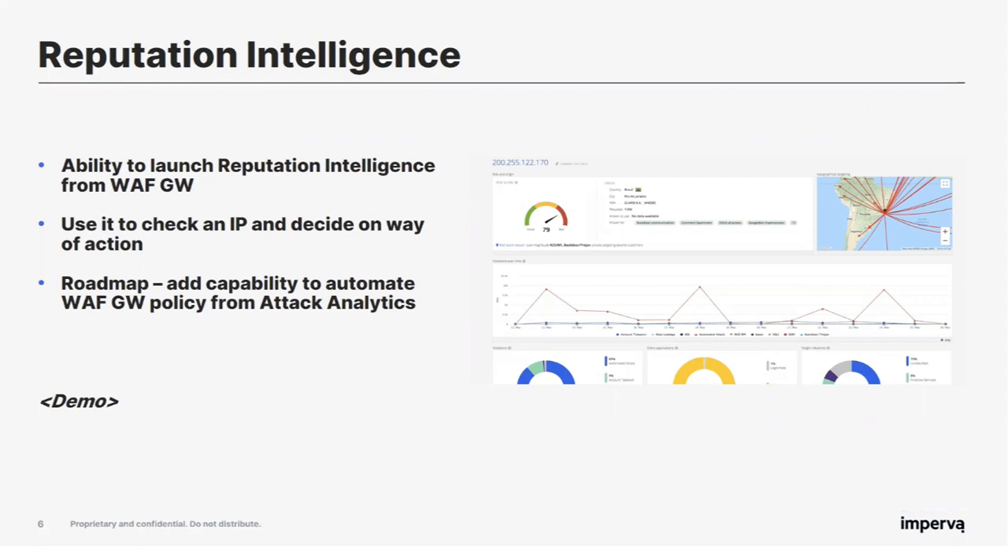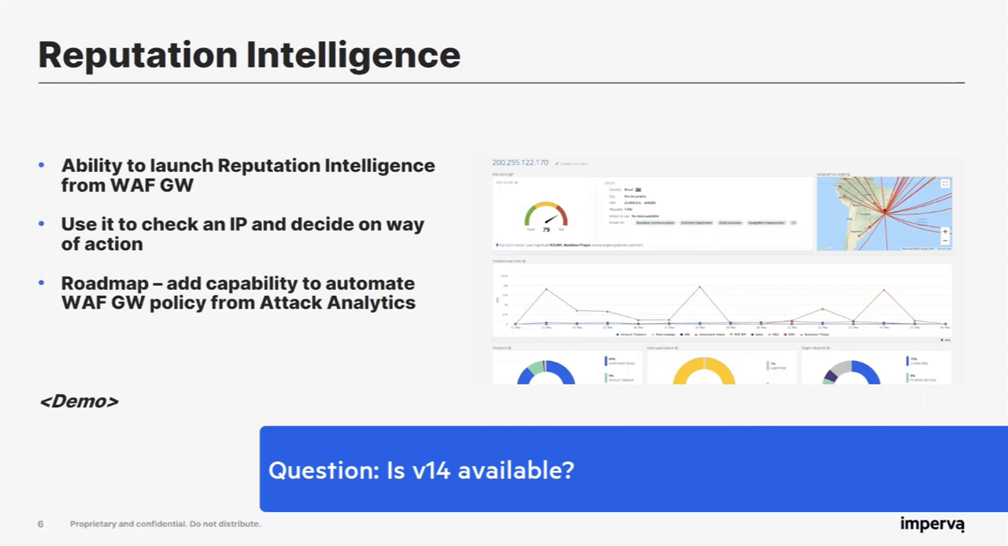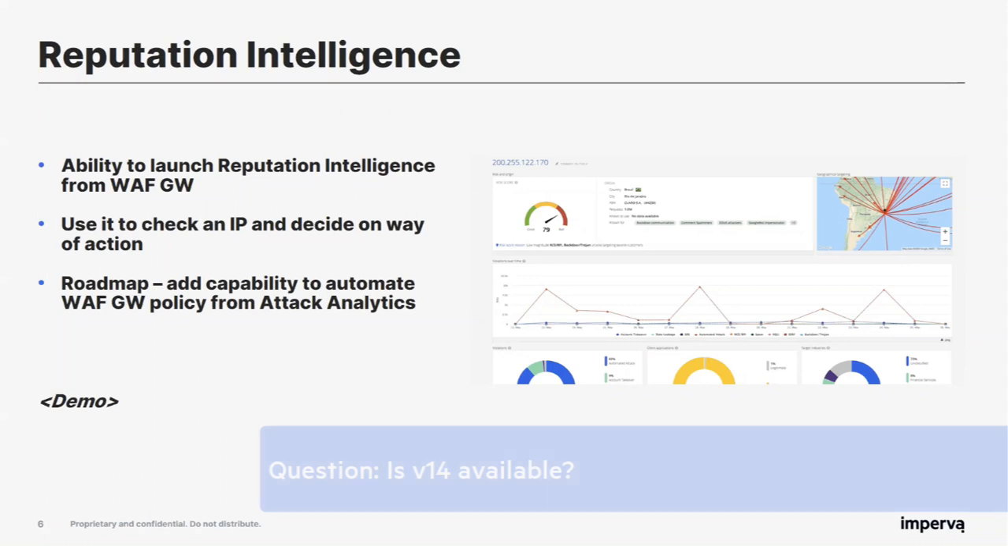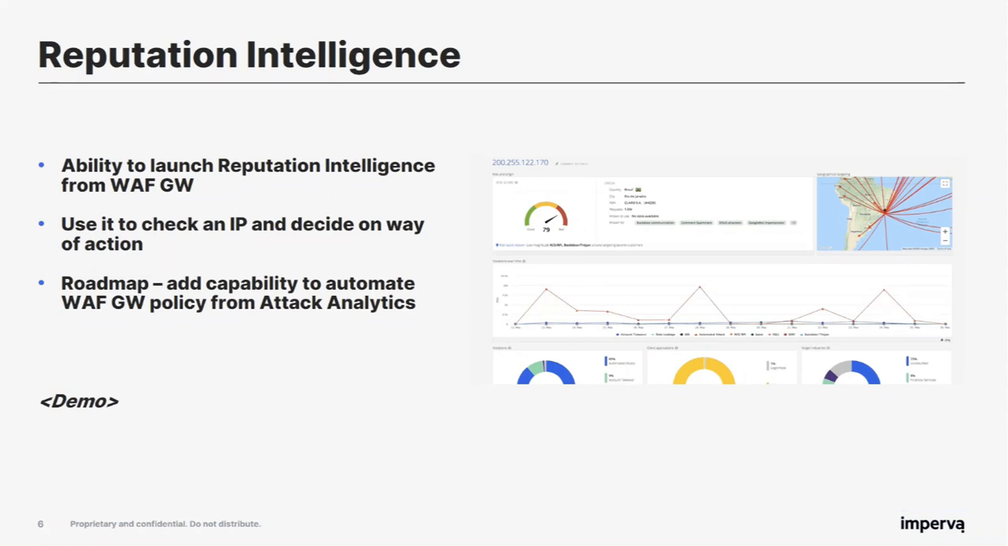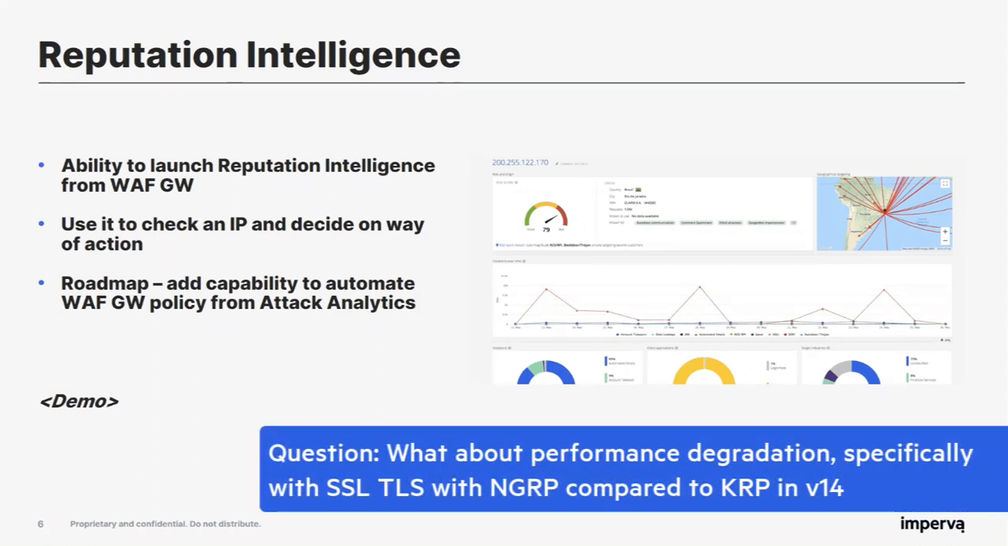Okay. A couple other questions. They're starting to pour in a little bit. Is 14 available? 14.1 is available. It's been available for 2 months. Okay. And one other question for you: what about the performance degradation, specifically with SSL/TLS with NGRP compared to KRP in version 14.1?